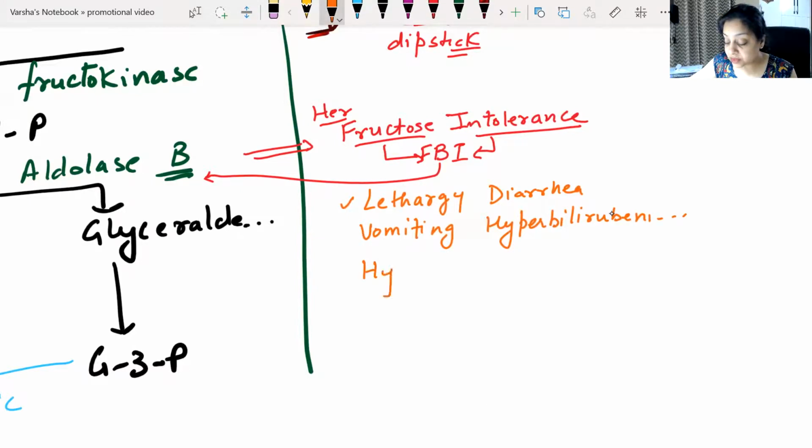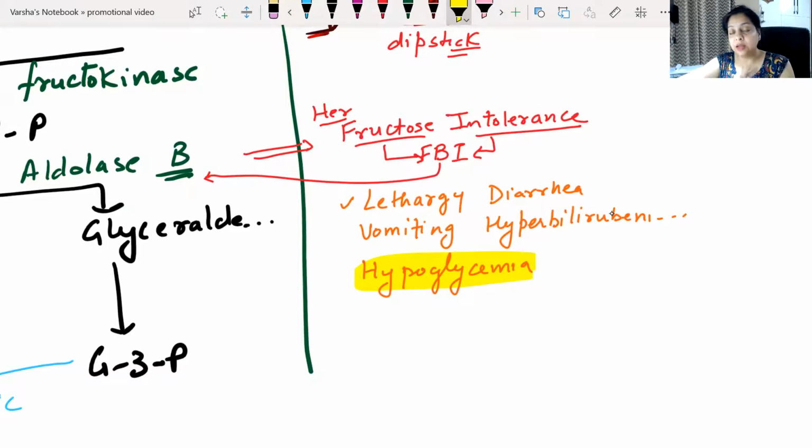Then what we will see is hypoglycemia. Remember this, guys. You see hypoglycemia in fructose intolerance. You don't see hypoglycemia when there is galactose deficiency, like when the enzyme is deficient. So this is a key feature. Both of these presentations look very similar, with only minute differences. One is the hypoglycemia. Okay, let me grab my pen.